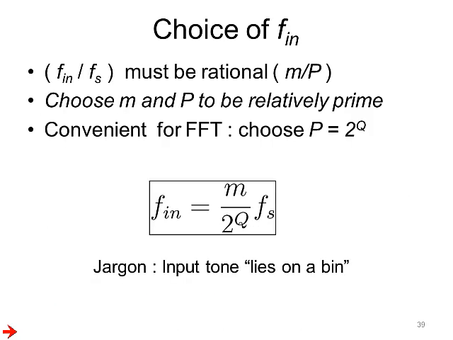Now, to summarize therefore, Fin by Fs must be rational, and to prevent aliasing of the significant harmonics, one should choose M and P, namely the numerator and denominator, to be relatively prime. For purposes of computing the FFT, it is often convenient to choose the record length, namely P, to be a power of 2. So you often have Fin to be M by 2 to the Q times Fs. And another piece of jargon that you often hear is that the input tone lies on a bin when these conditions are satisfied.